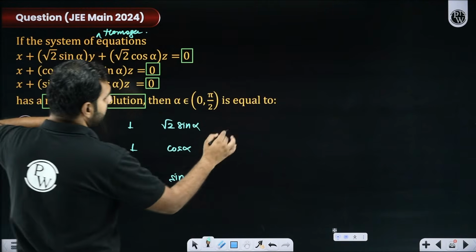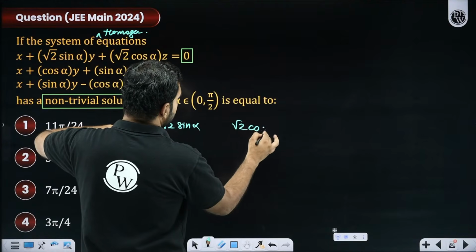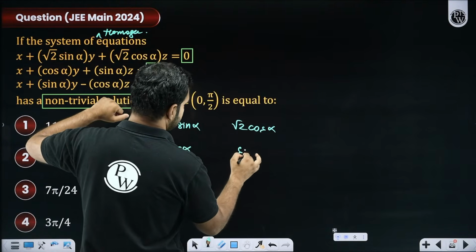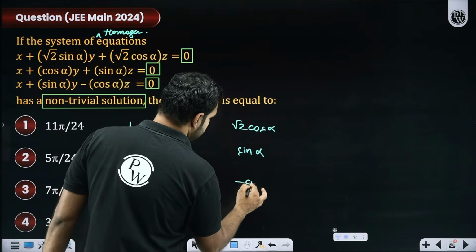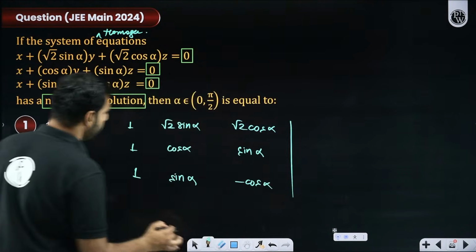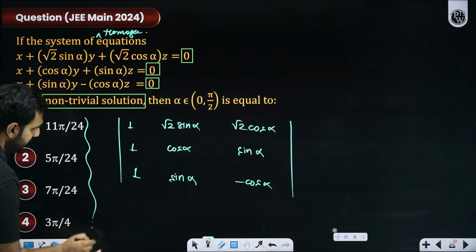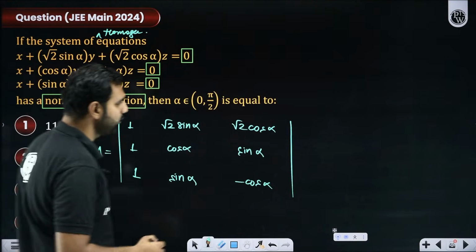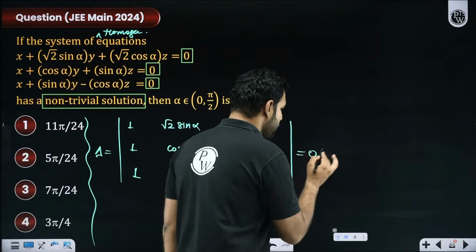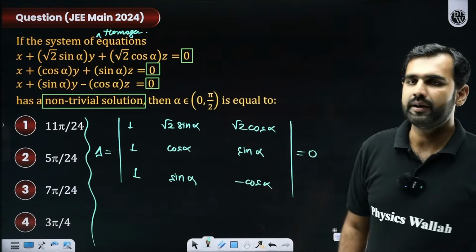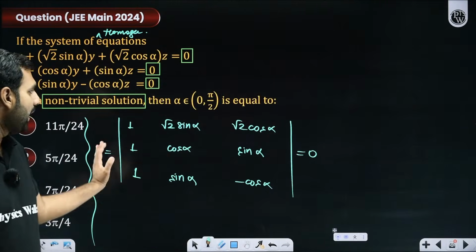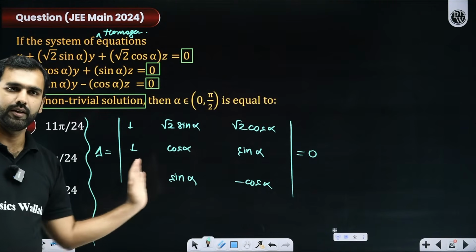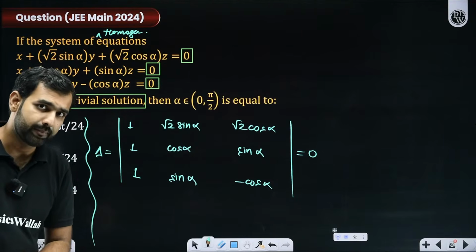C1, C2, C3, that is root 2 cos alpha, this is sine alpha, and this is minus cos alpha, my dear students. This is your delta. Yes or no? And if it has non-trivial solution, then what we know is that delta should be 0. Everybody, first of all, give me a quick confirmation. Did you all get this conclusion? Tell me honestly, everybody got that, all the participants?